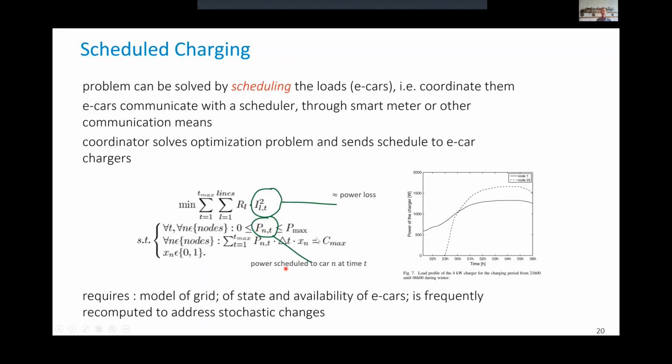This was a fairly simple mechanism that does not address all the problems that, since then, we know are to be considered. For example, we don't want to change too frequently the power that's allocated to a car, because that has some direct effect on the battery aging. So those are other issues that are found in other papers.